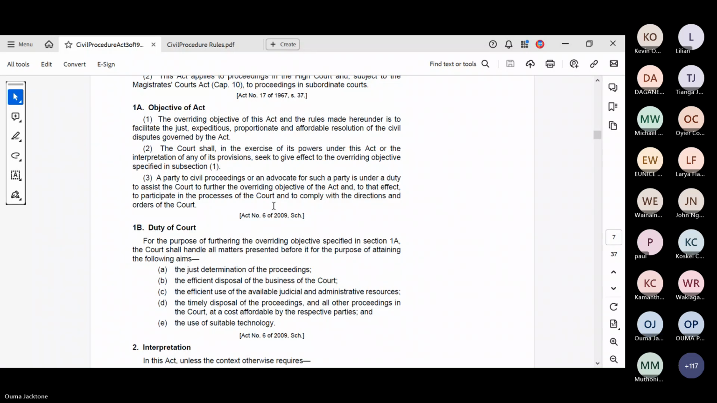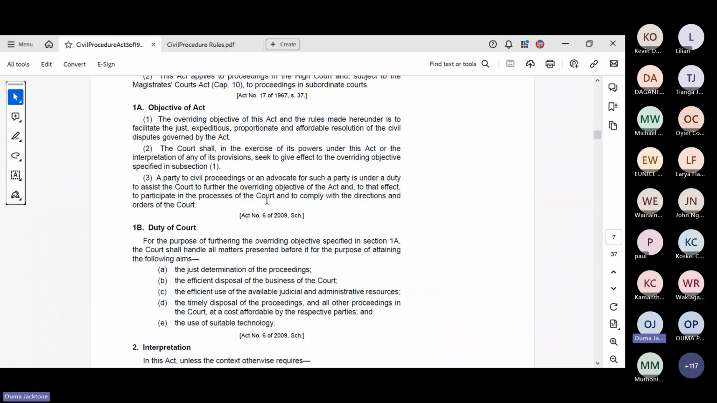1B. The duty of the court. For the purposes of furthering the overriding objective specified in Section 1A, the court shall handle all matters presented before it for the purpose of attaining the following aims: A, the just determination of the proceedings; B, the efficient disposal of the business of the court; C, the efficient use of the available judicial and administrative resources; D, the timely disposal of the proceedings and all other proceedings in the court at a cost affordable by the respective parties; and E, the use of suitable technology.